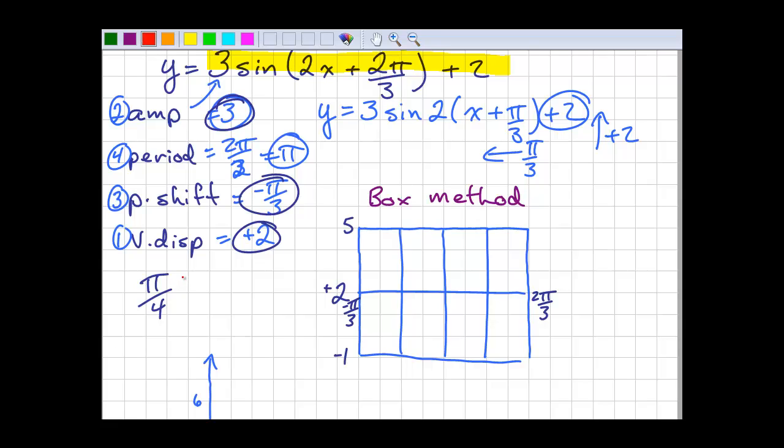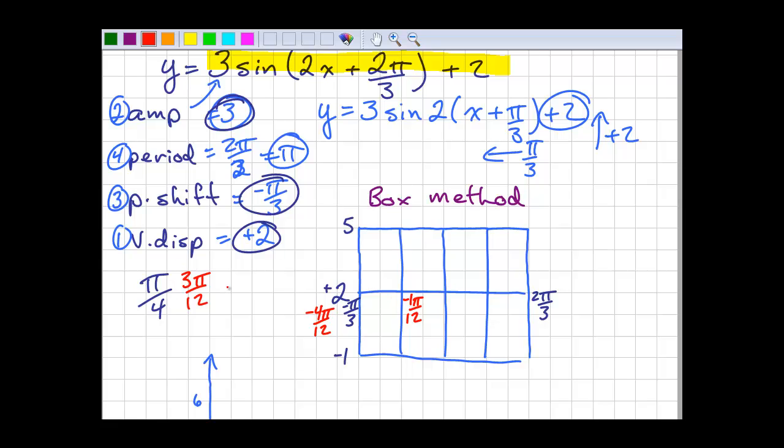So this is going to become 3 pi over 12. And this is going to become negative 4 pi over 12. Then I can start doing the additions, and it'll work out nicely for me. Negative 4 pi over 12 plus 3 pi over 12 is negative 1 pi over 12.